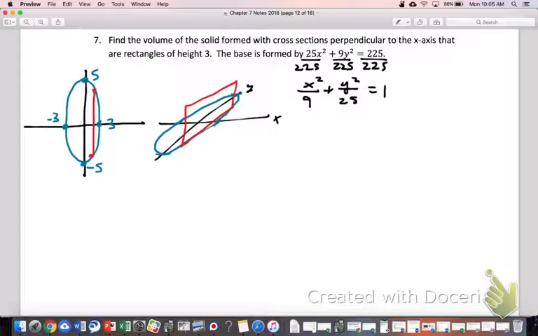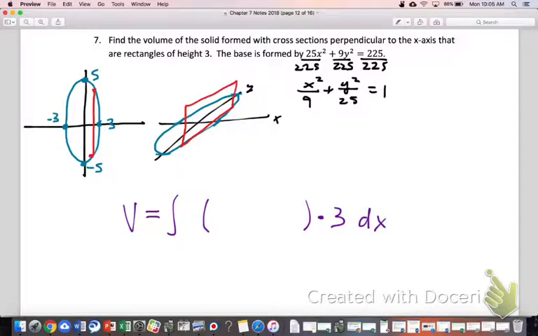Okay, so then let's set it up like this. Volume equals the integral from, we'll figure out from where to where in a second. But then the area of the cross section is just going to be base times height, because it's a rectangular cross section. So I'm going to say base, whatever it is, times height of 3. And then is it going to be a dx integral or a dy? Dx, because we're perpendicular to the x.